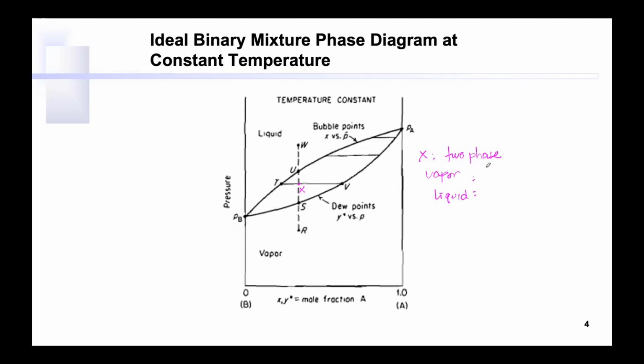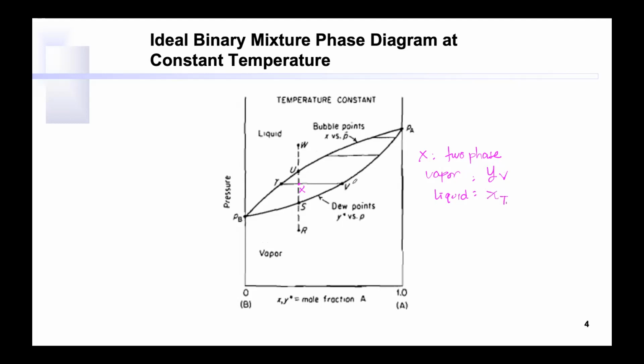So that would be, because this is pressure, the composition of vapor. For the composition of vapor, we call it Y at the point V. And then the composition of the liquid is at T. This one, T, or X at the point of T.